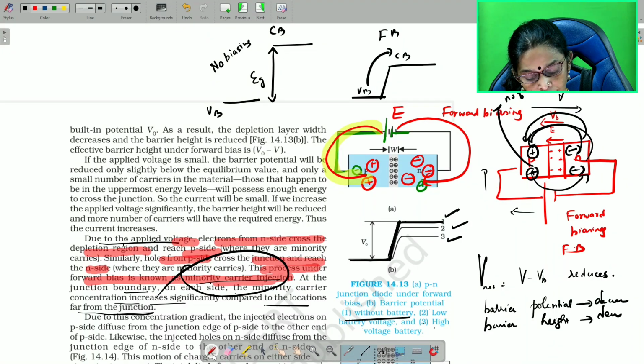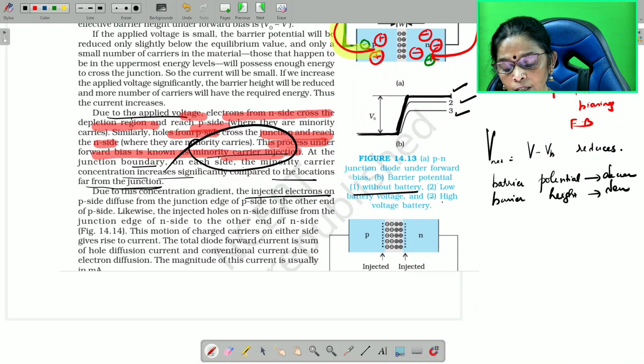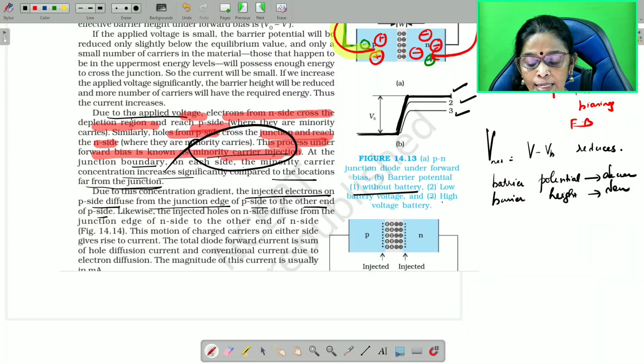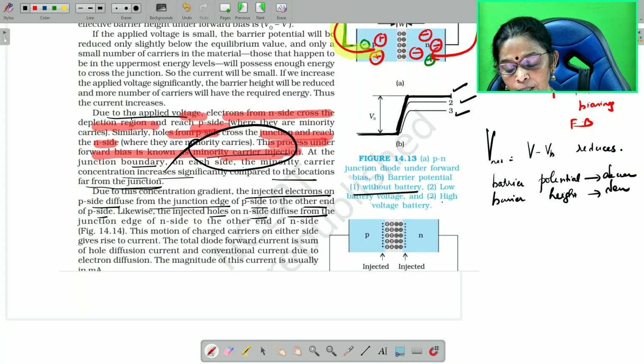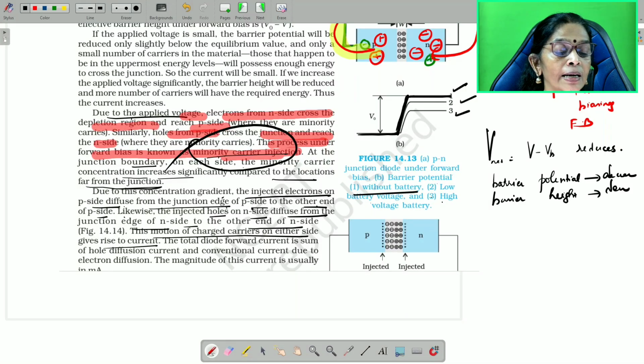Now here, due to this concentration gradient, the injected electrons on the P side diffuse from the junction edge of the P side to the other end of the P side. Likewise, injected holes on the N side diffuse from the junction edge of the N side to the other end of the N side. This motion of charge carriers on either side gives rise to current. So, it is very simple. Due to this concentration gradient, the number of minority charge carriers increases. The injected electrons on the P side diffuse from the junction end to the other end.